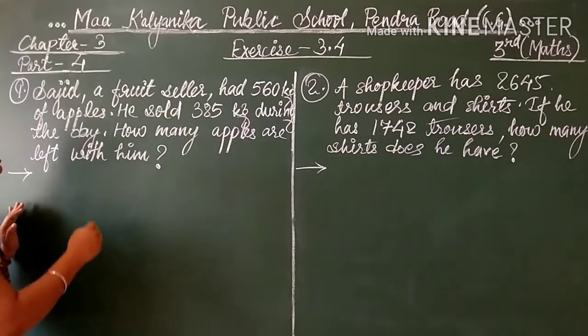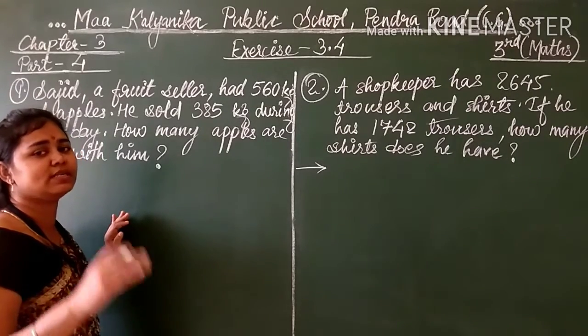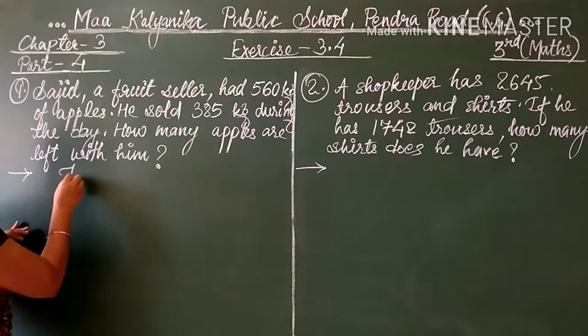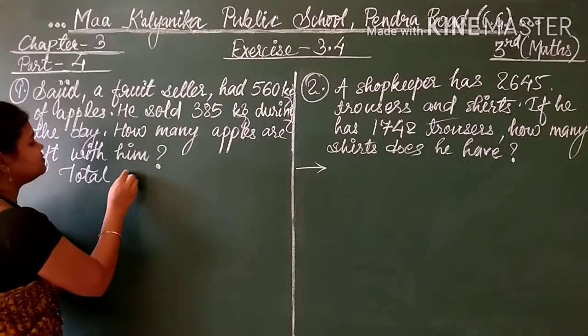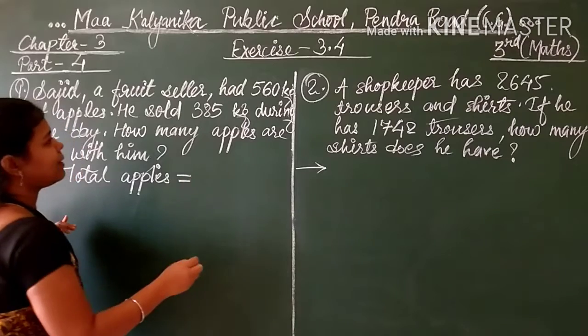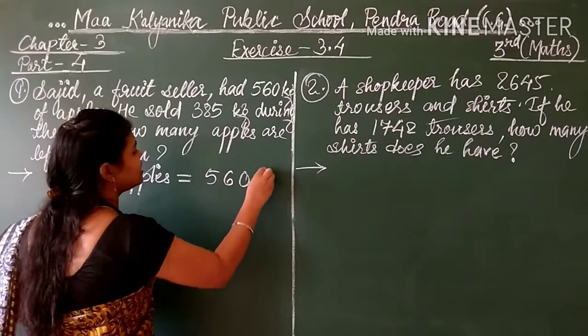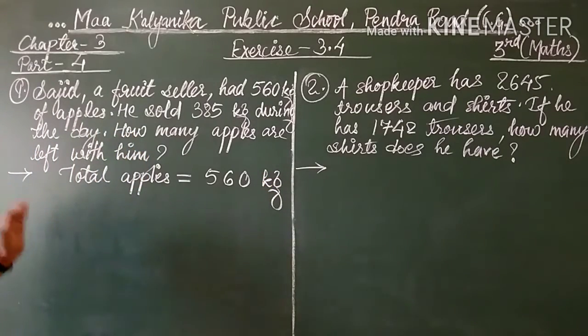So students, we should start by writing the statement, because it is a word problem, a story sum, and we have to write the statements also. I told you what is given in the first line: total apples. How many total apples are there? It is 560 kg. How much? 560 kg.